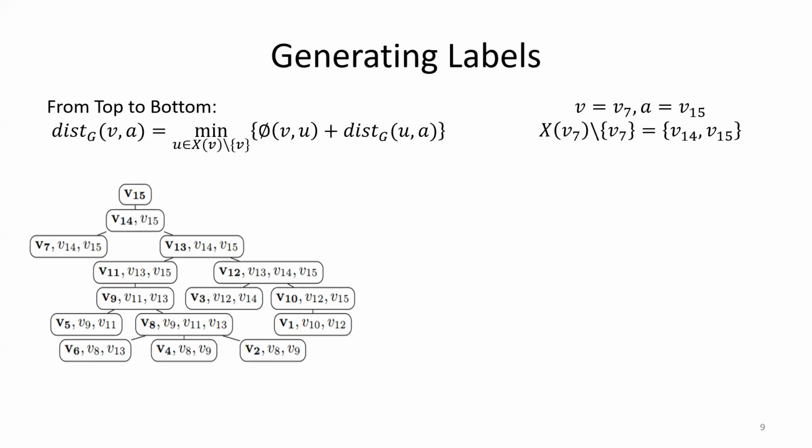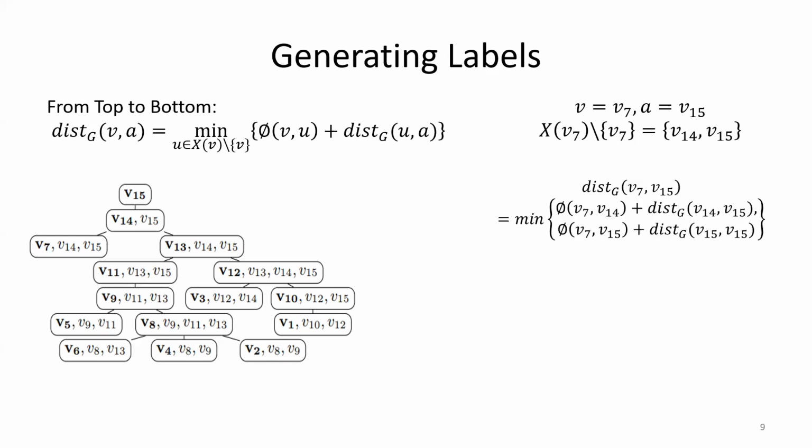For example, see the distance from V7 to its ancestor V15. The set of V7's neighbors, XV7 minus V7, is the set of V14 and V15. So we can calculate the distance between V7 and V15 like this.